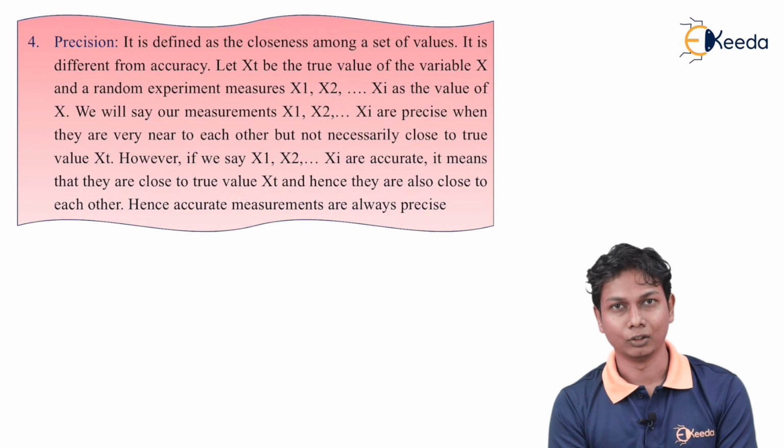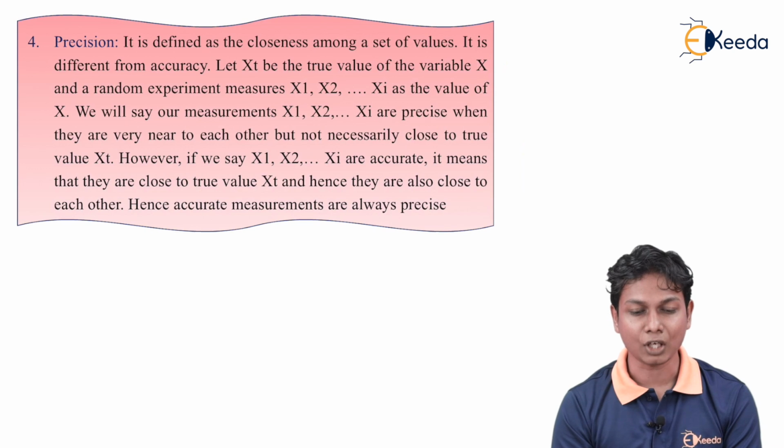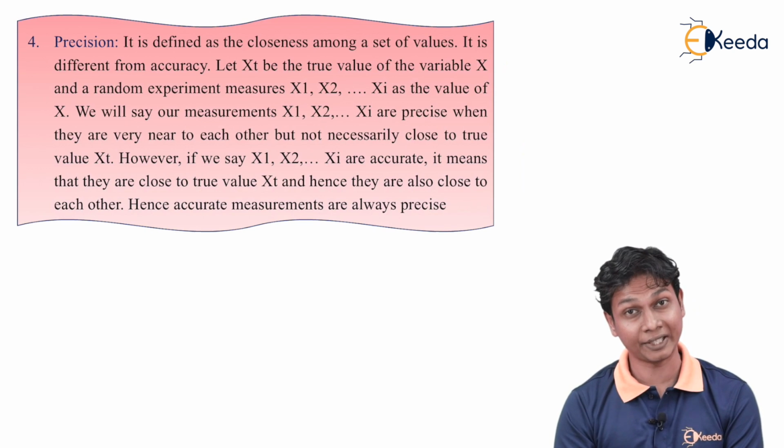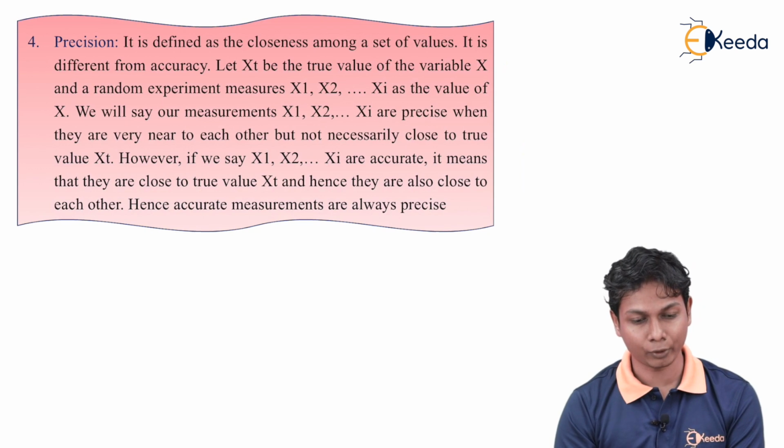Now the precision. What is the precision? It is defined as the closeness among a set of values. Set value means what? A predefined value. It is different from the accuracy.